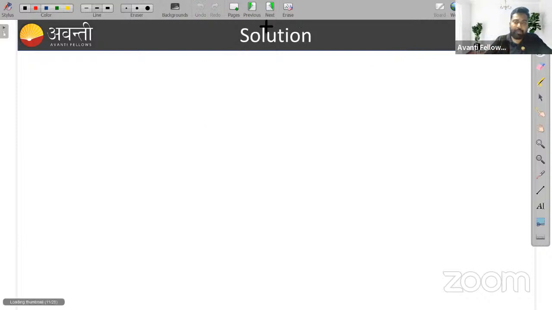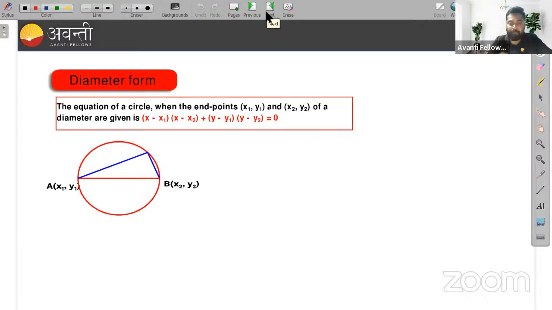Okay, let's move to the next concept, that is the diameter form of a circle. If you have the end points of the diameter, then how can you find the equation of the circle? So this is the equation of the circle when the ends of the diameter are given: x minus x1 into x minus x2 plus y minus y1 into y minus y2.